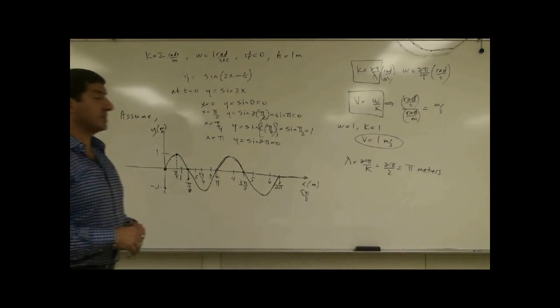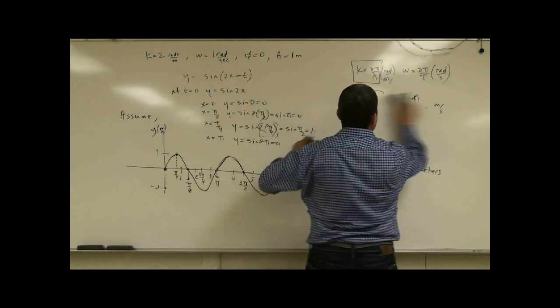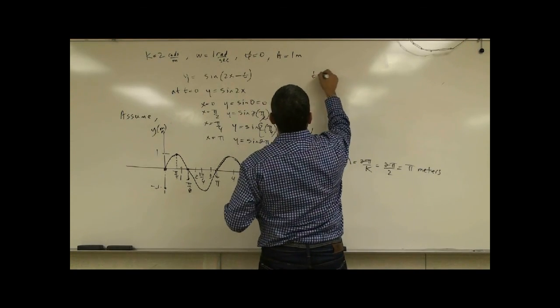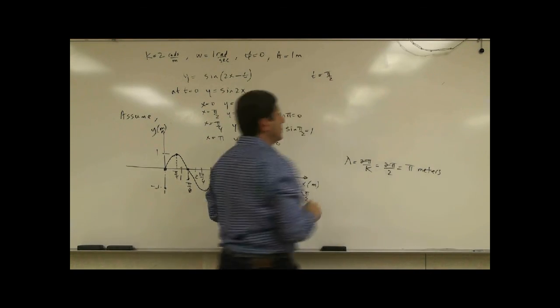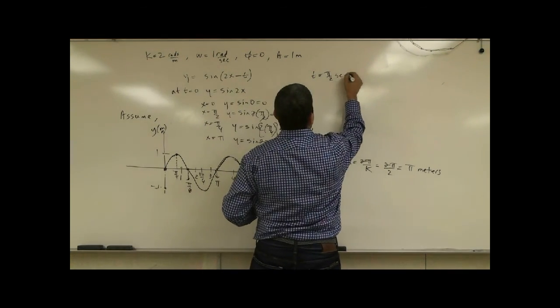So now let's take different snapshots of the wave. Let's say at t equals, just like we did before, t equals pi over 2 seconds. What does the wave look like?